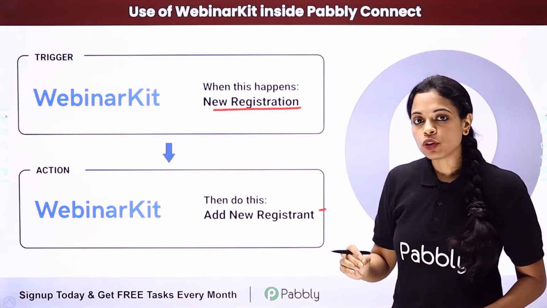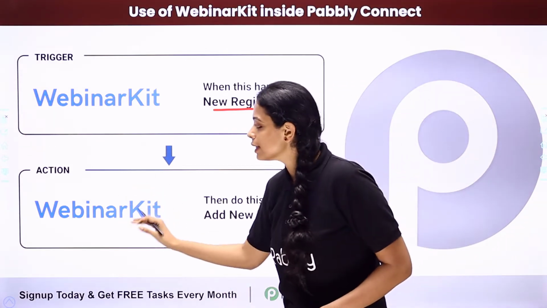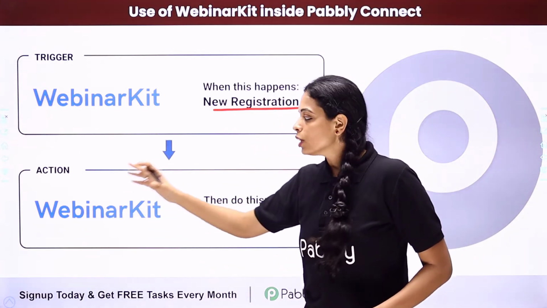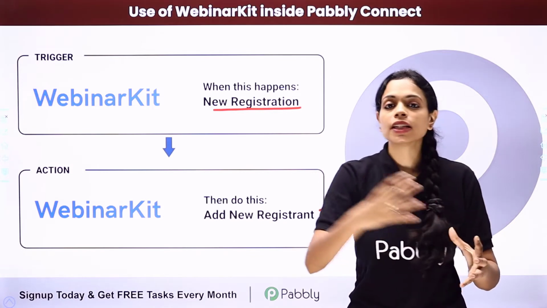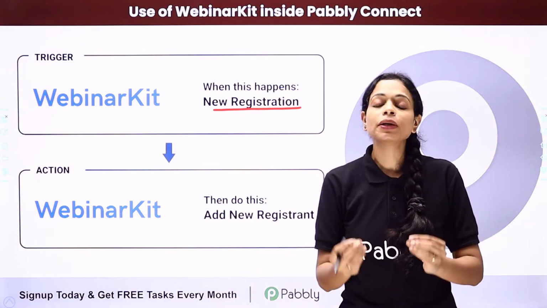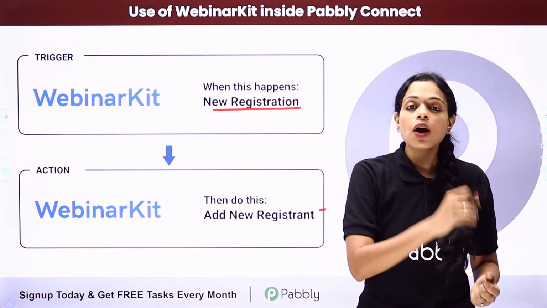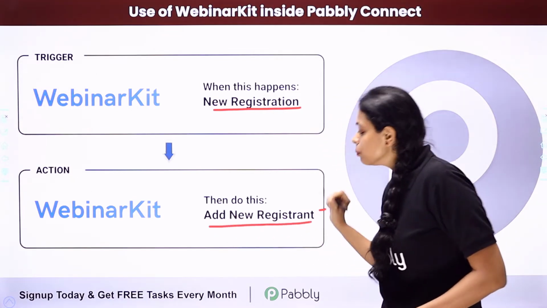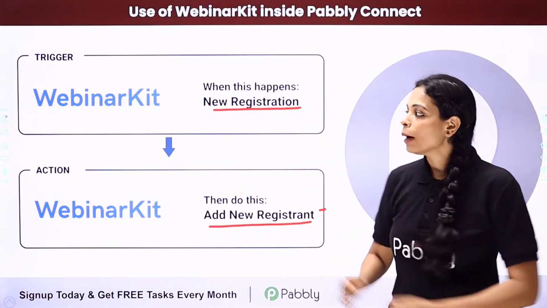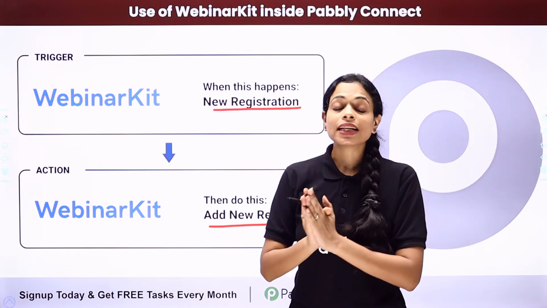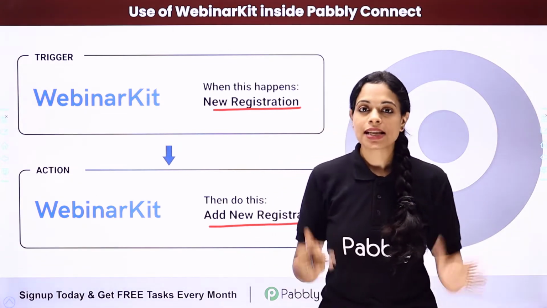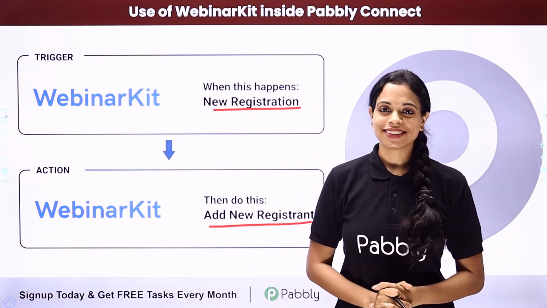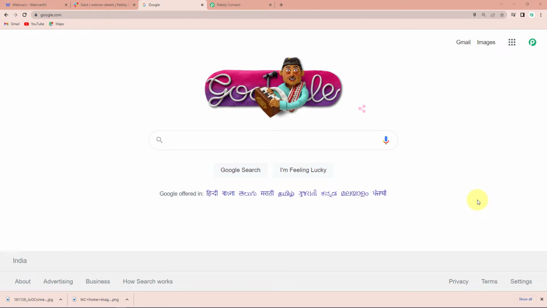In the second workflow, we are going to use WebinarKit as an action application. So let's say that we have integrated Google Sheets and WebinarKit. Every time information is fed on Google Sheet, how can a new registrant be added on WebinarKit? I'm going to show you this, and to understand exactly how I'm going to do this, let me take you to my screen. In this video, we are going to see how to integrate WebinarKit with Pabbly.